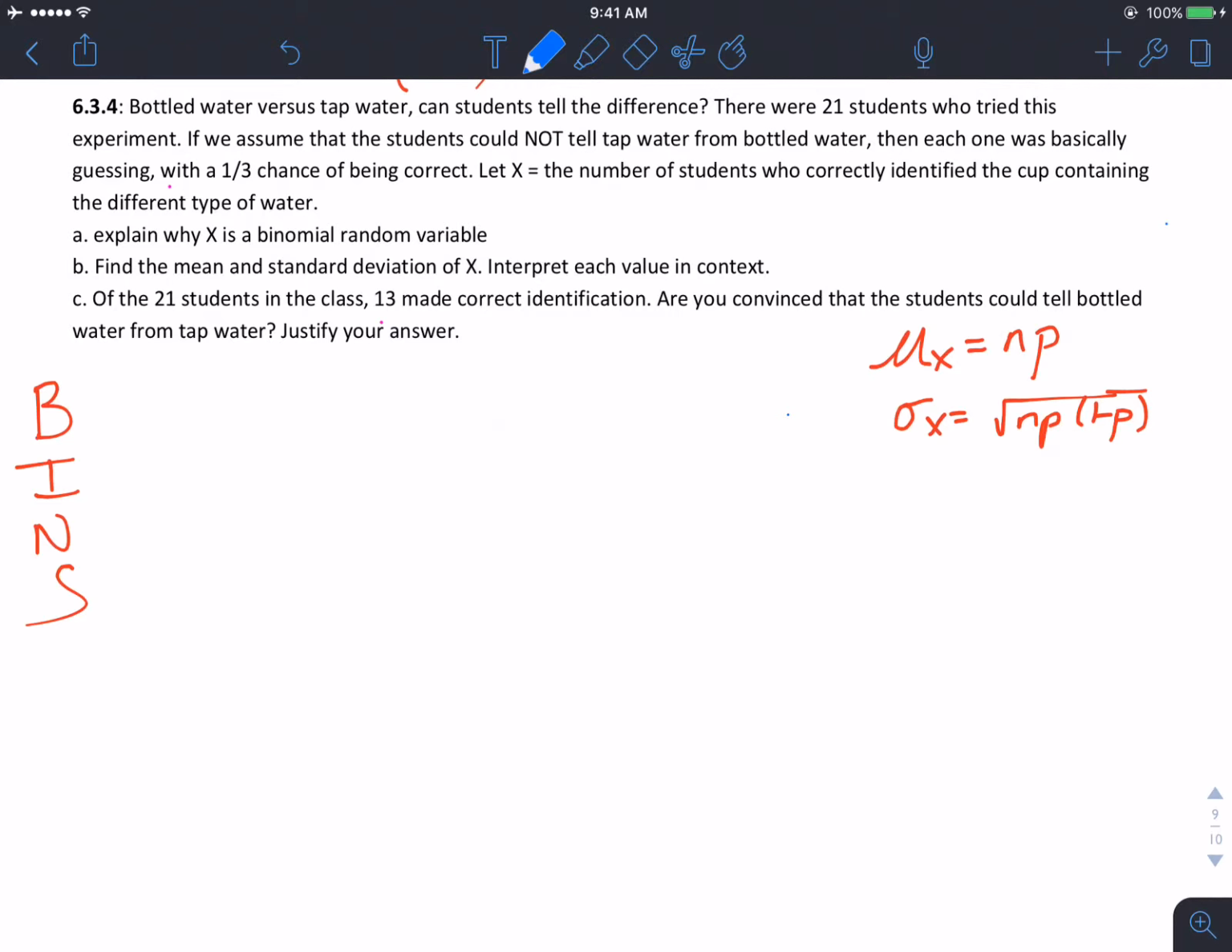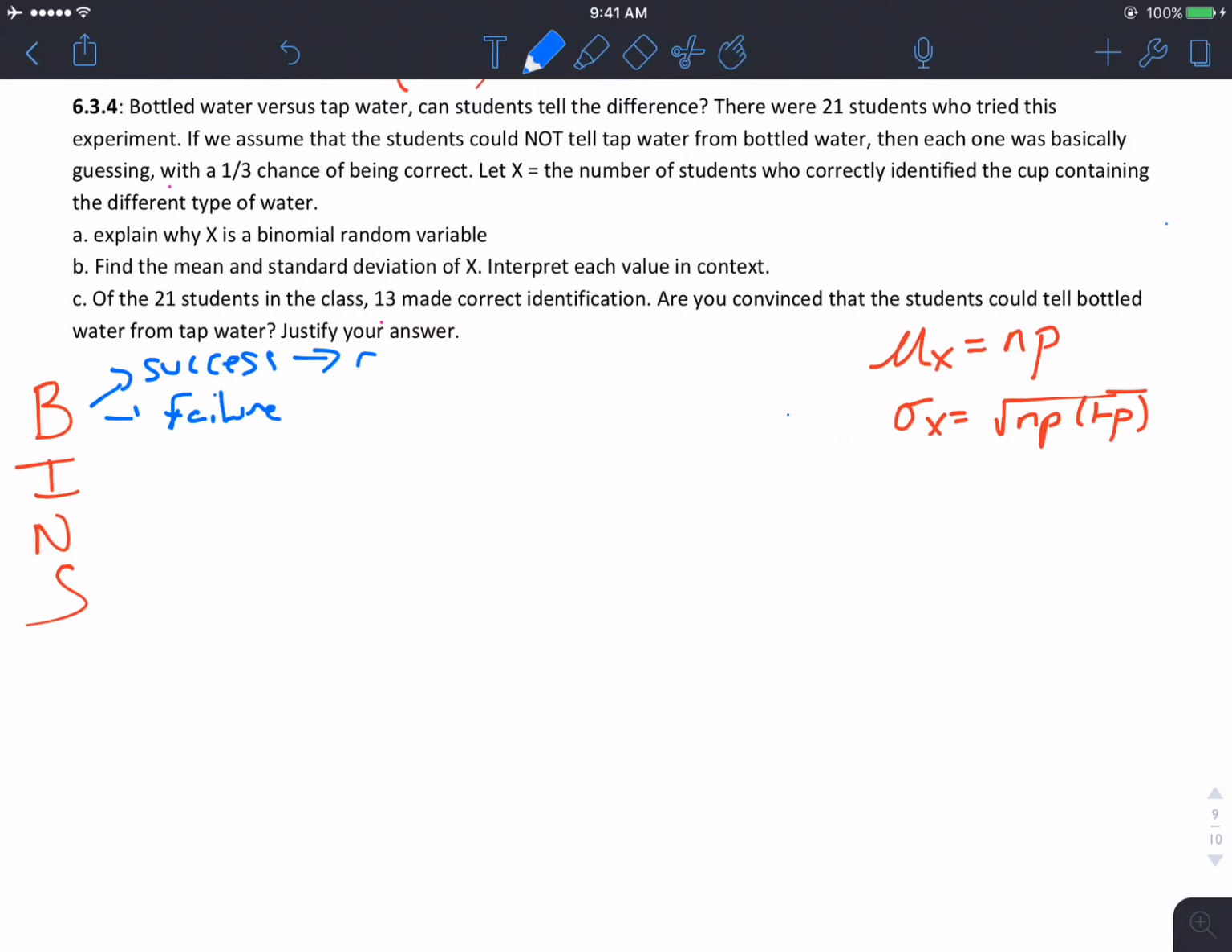Let x equal the number of students who correctly identified the cup containing the different water. Why is this binomial? To check binomial, you've got to check your BINS. B means binary: is it either a success or failure?